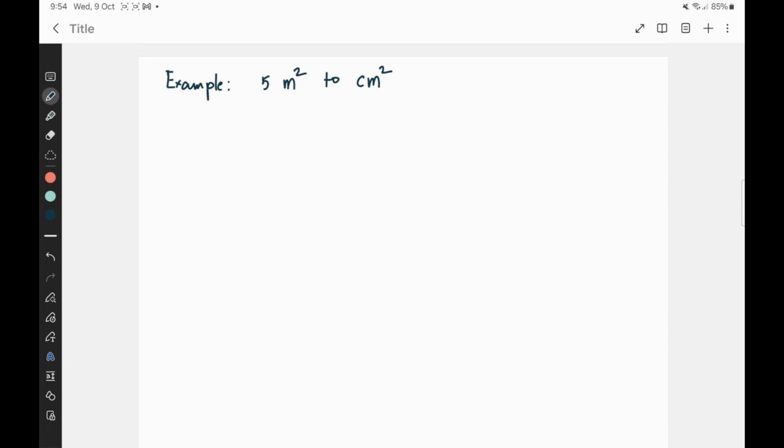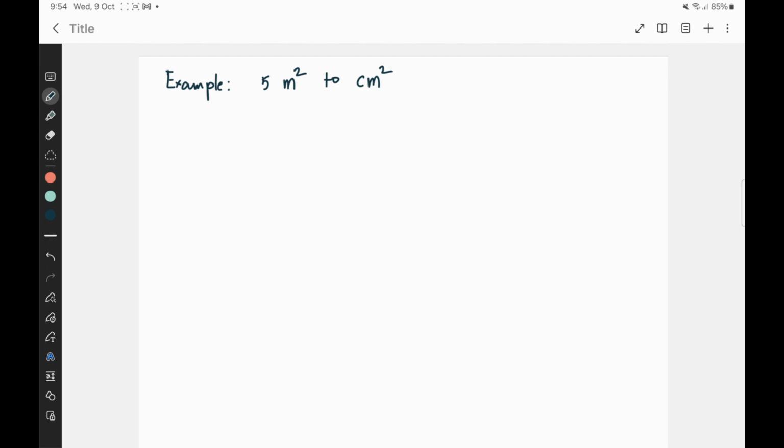Now, we understand that there is no direct conversion factor for square meters to square centimeters. But we do know that there is an existing conversion factor from centimeters to meters. So, allow me to use that one for our example in this particular unit. So, how do we convert square meters now to square centimeters?